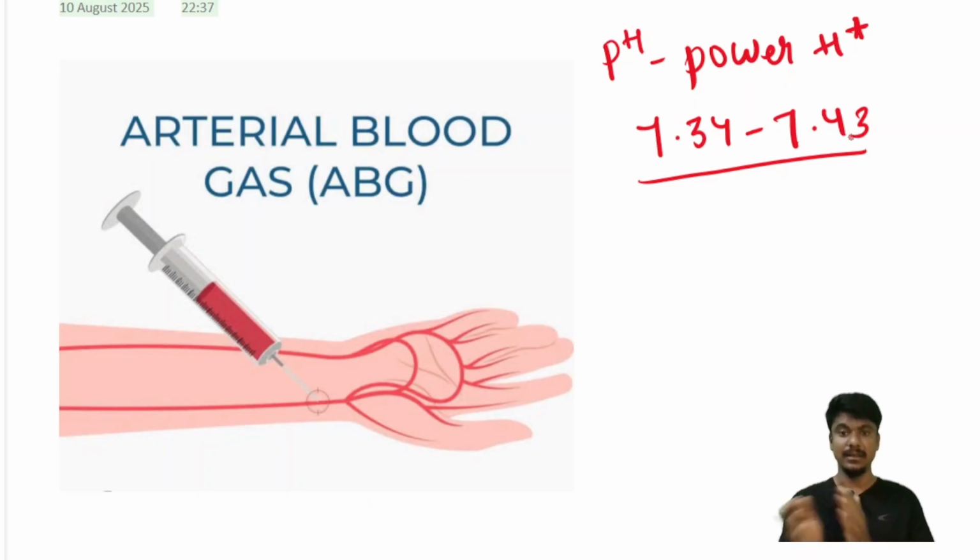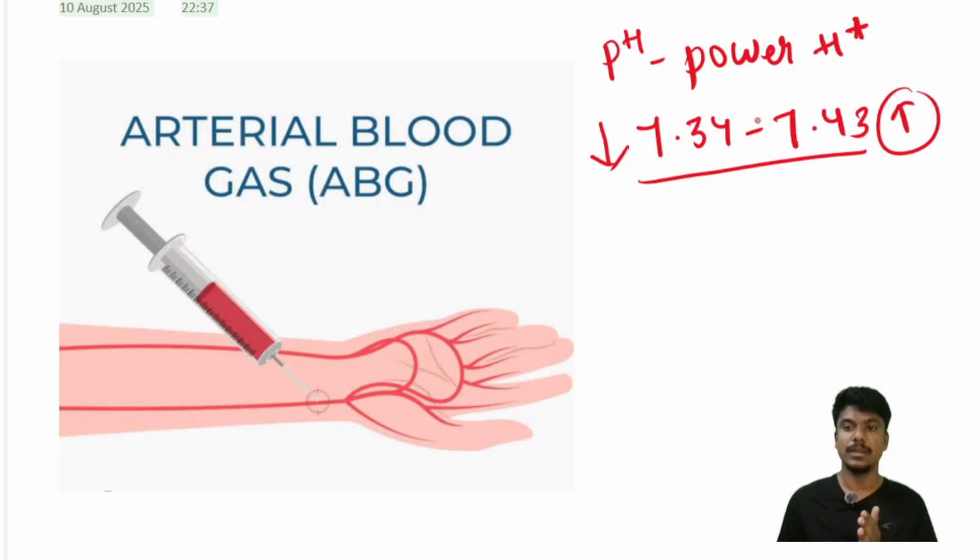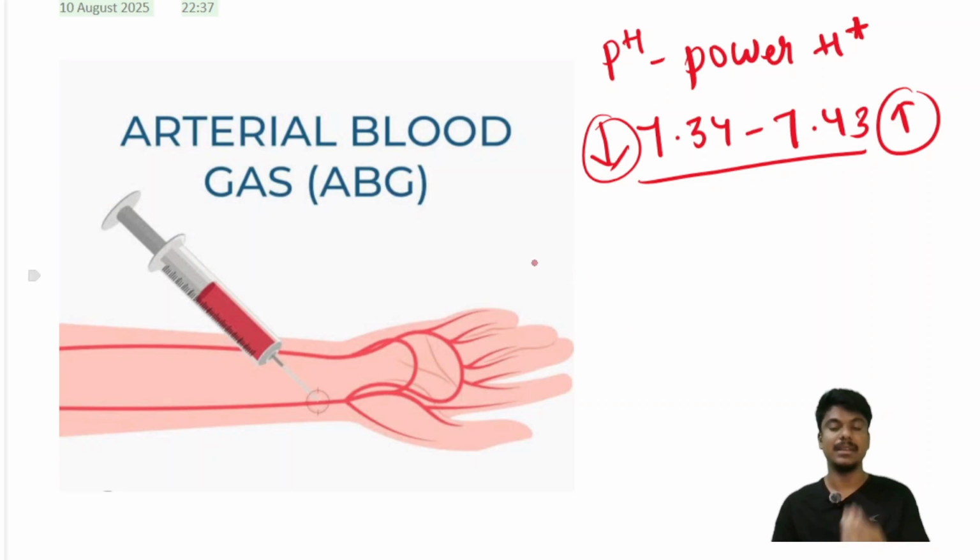If it is getting deranged, if it's getting less than 7.34 or more than 7.43, what will happen? There will be altered pH. So why is the pH important? Basically, I'm asking you why we need to study about pH, why we need to study about ABG. That is my question.